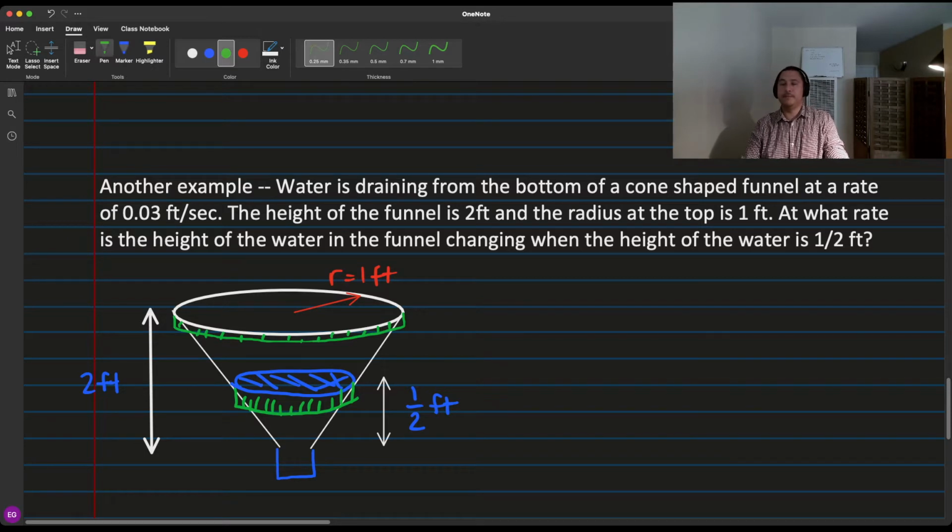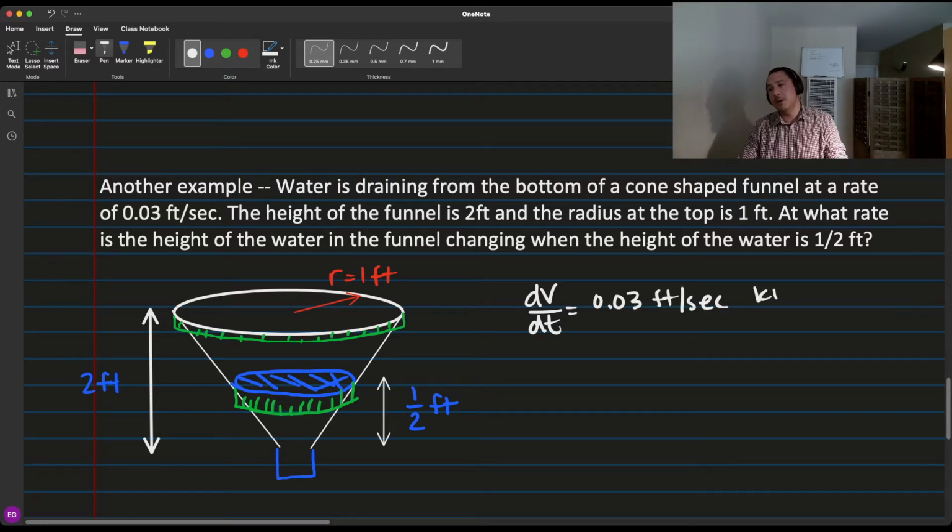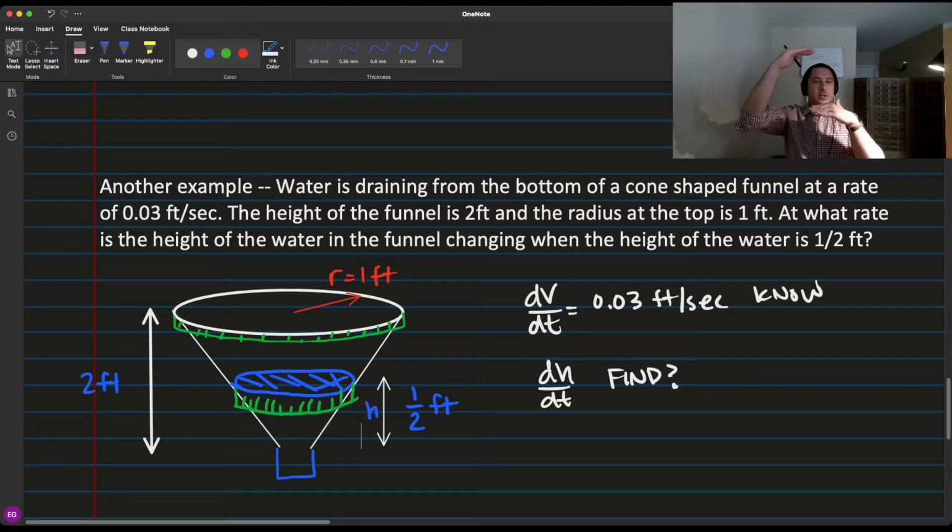Okay, so we want to know at what rate is the height of the water changing when the height of the water is a half foot. So let's identify what we've got here. The water is draining at a rate of 0.03 feet per second. That's the volume. We measure the amount of water by the amount of volume. So the one that we know is dV/dt. Now we want to know how the height of the water is changing. That's dh/dt. And the height of the water is this variable right here. The h refers to how high the water is, and as it drains, h is getting smaller.